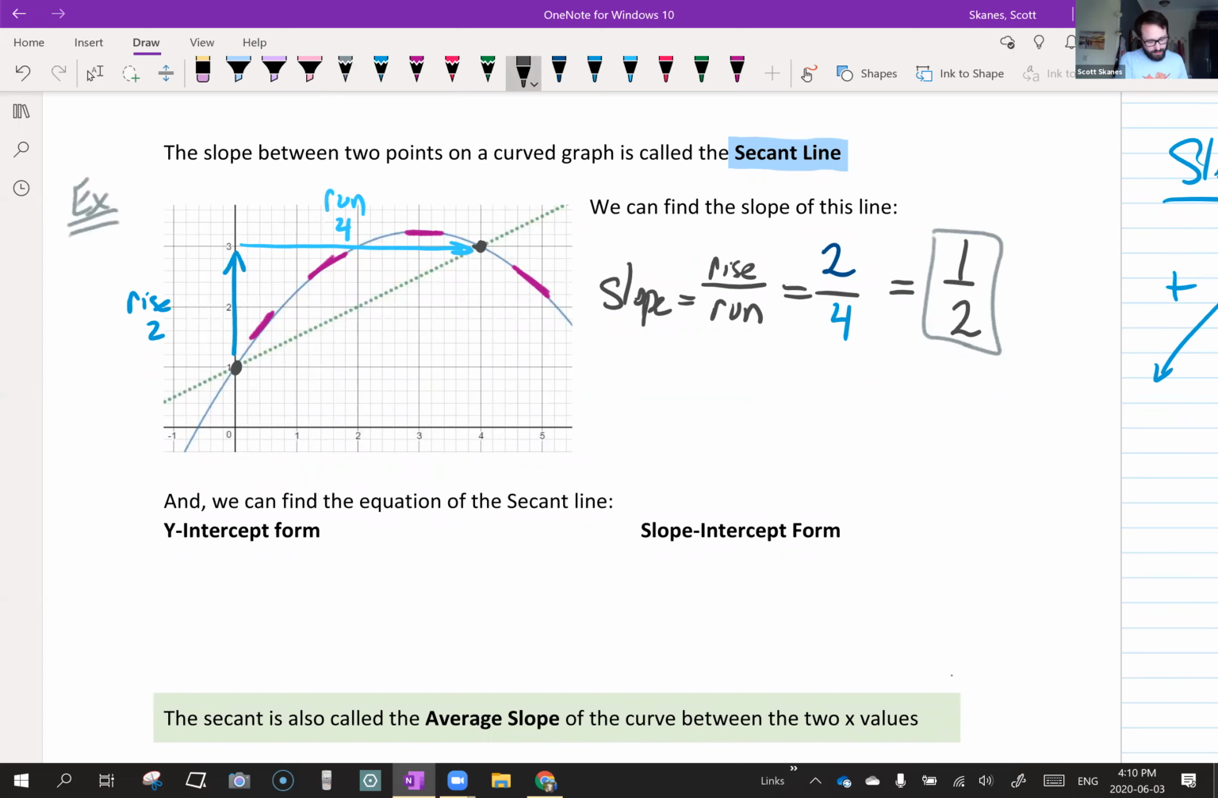There's 2 ways to get the equation. So this is the slope of the secant line. We can find the equation of the secant line, or I should highlight this, equation of the secant line. There's 2 ways. The first way is called y-intercept form. There's a better name for it called point slope form.